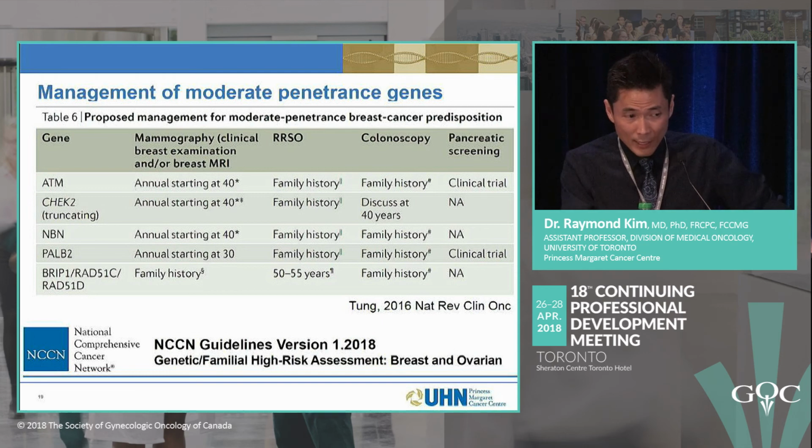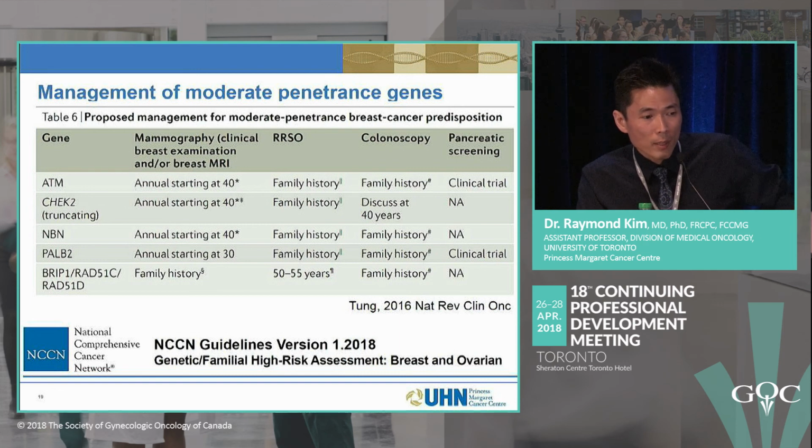So something like ATM, except for one mutation specifically, it's mainly a breast cancer gene. There's some literature that says that it's associated with pancreatic cancer, but from a practical perspective, to manage these patients, you usually start breast screening, but not as early as the BRCA carriers because the penetrance is lower. We start at the age of 40, and we just add a breast MRI.